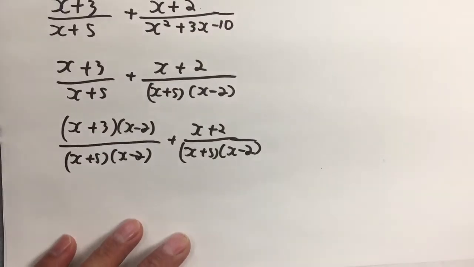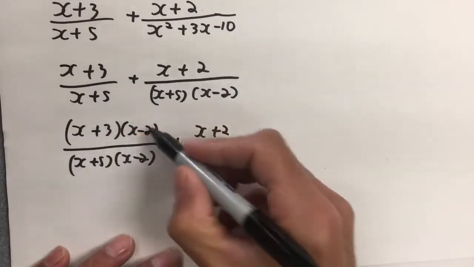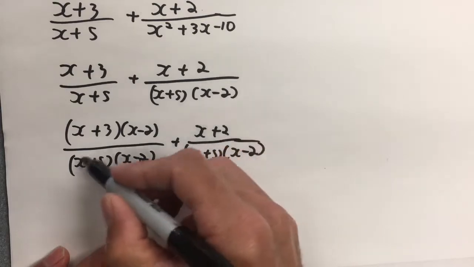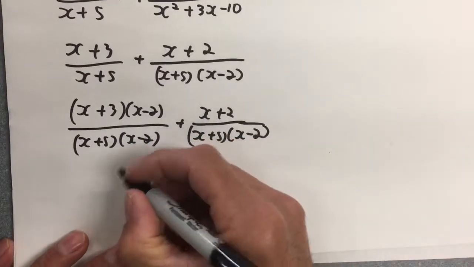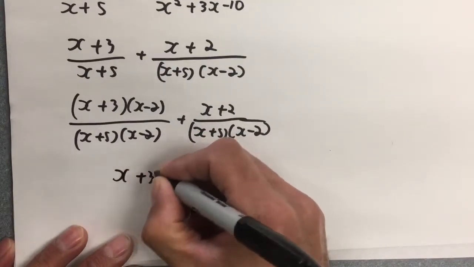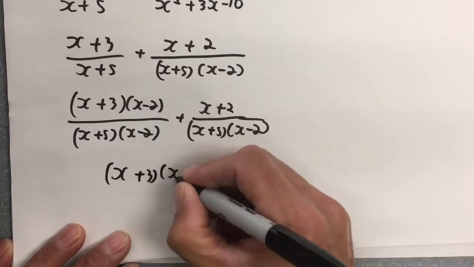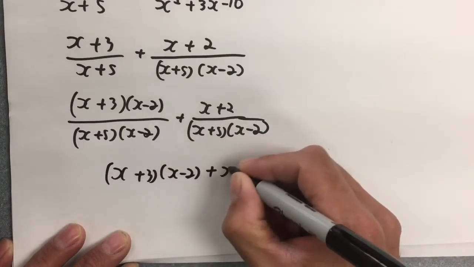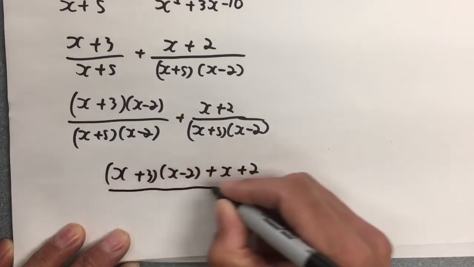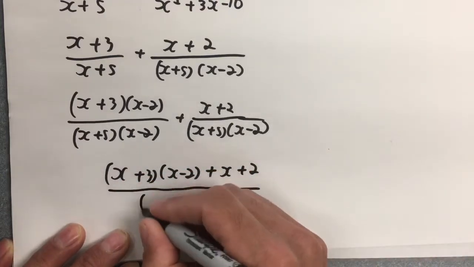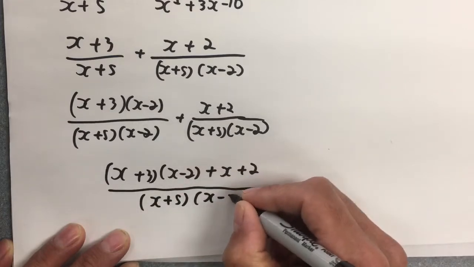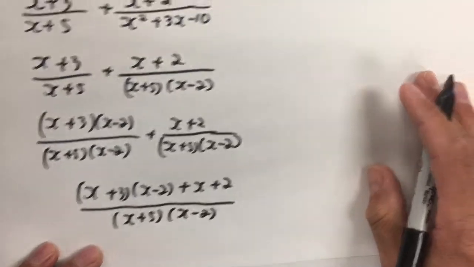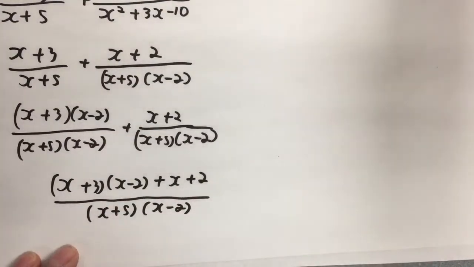In this rational expression, this takes the place of the 2, this takes the place of the 3, and the denominator, that common denominator, takes the place of the 12. So we have x plus 3 times x minus 2 plus x plus 2. And this is entirely over x plus 5 times x minus 2. We'll use FOIL to expand out the quadratic term at the beginning.